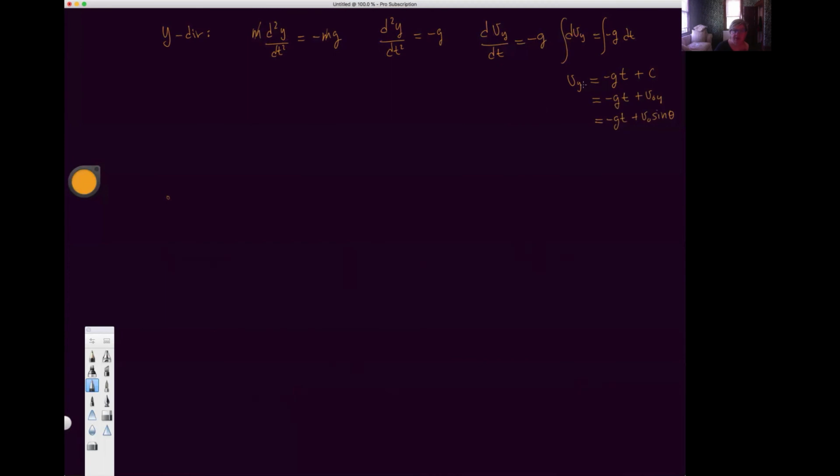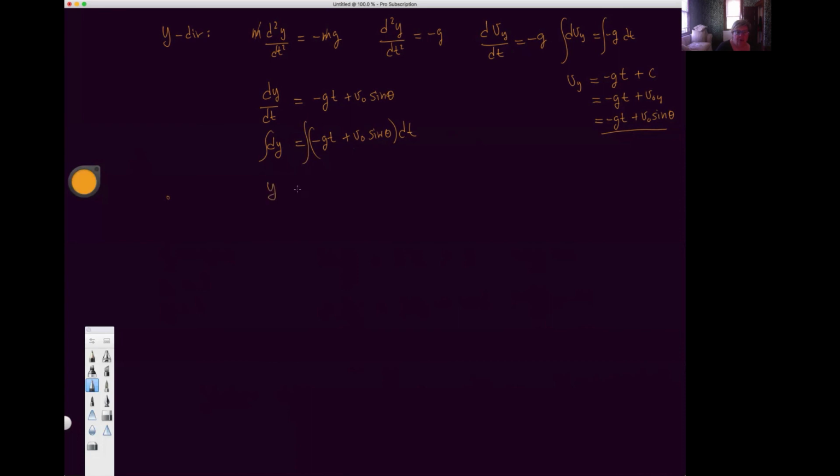But I know that Vy is dy/dt. So I'll write that over here again. dy/dt is equal to all of this, because all of this is Vy. So we get -gt + V0 sine of theta, and we'll use separation of variables again. So dy is (-gt + V0 sine theta) times dt. And I've got to integrate both sides. There we go.